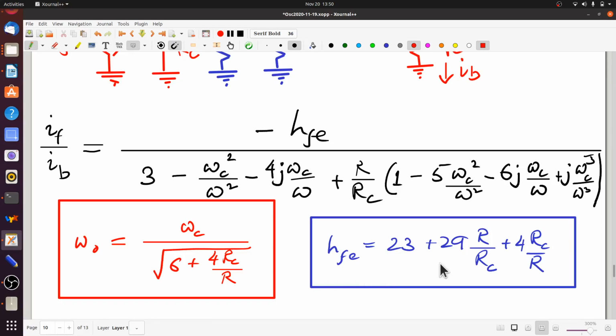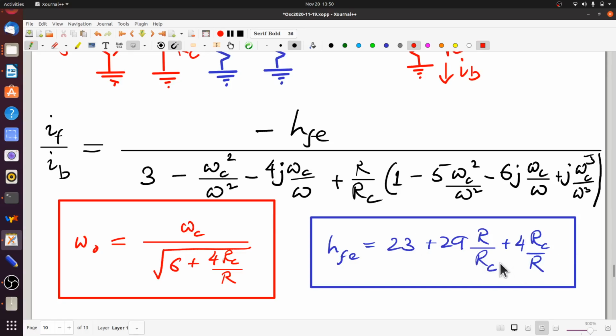Of course, you might ask, is it possible to get an HFE larger than this? Because notice, this depends on R and RC. But there comes the question: if I use an R and RC where the ratio is too big, I might end up with a huge value for HFE required for oscillations. On the other hand, if you look at this expression, it should be easy to figure out that the right hand side has a minimum as you change R.